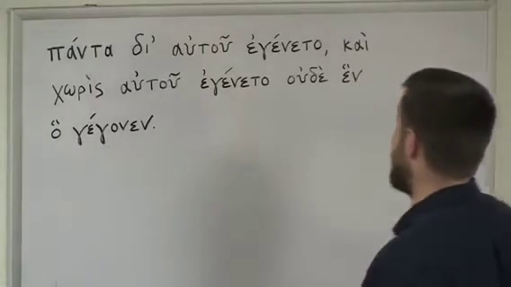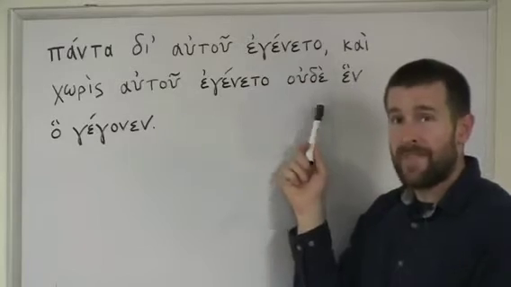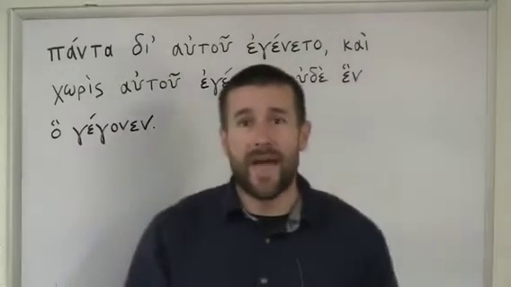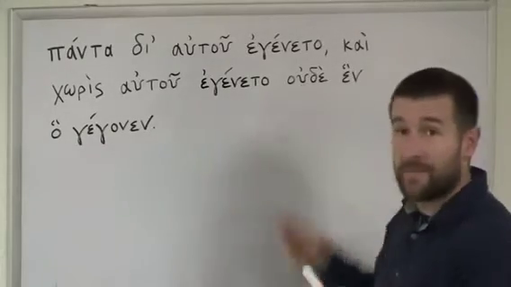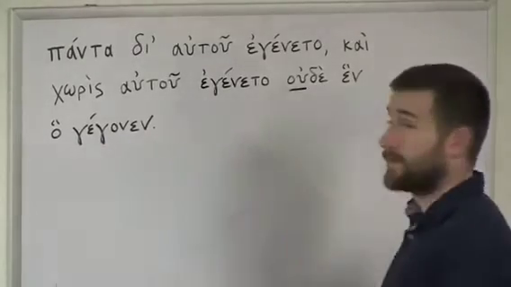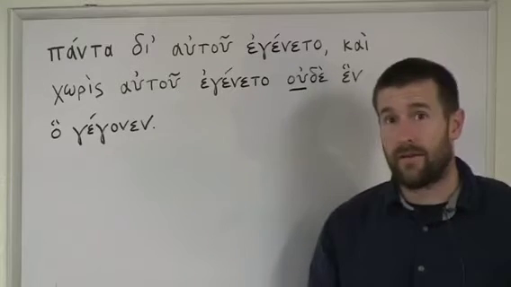And let's talk about that last part there. First of all, to understand the word ουδέ, understand that it is a compound made up of two smaller words. You see, these two letters by themselves, ου, that is the word not in Greek.